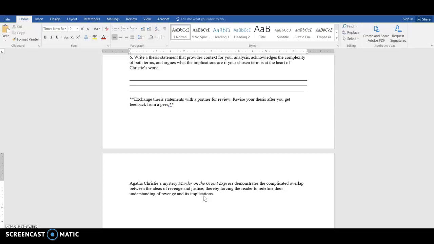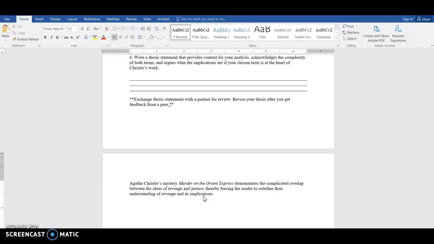Poirot decides to let them go. We could say that arguably this is revenge based on this thesis statement. Once again, you could argue it's justice. Both are absolutely equally valid. I just had to pick one for the purposes of examples. So in this example, I'm arguing that revenge is the primary theme. I'm saying that the characters acted out of revenge.